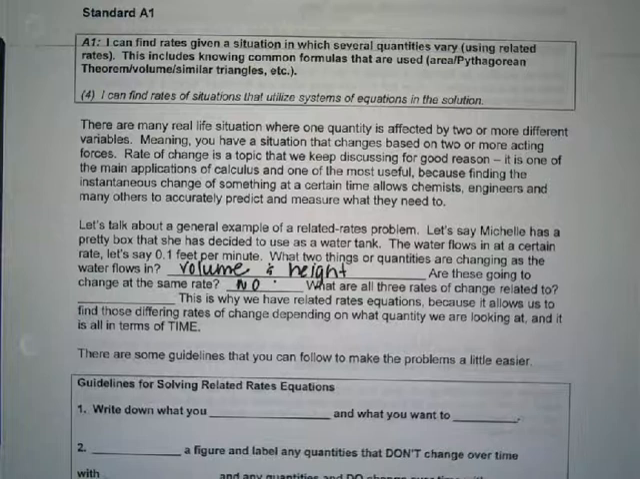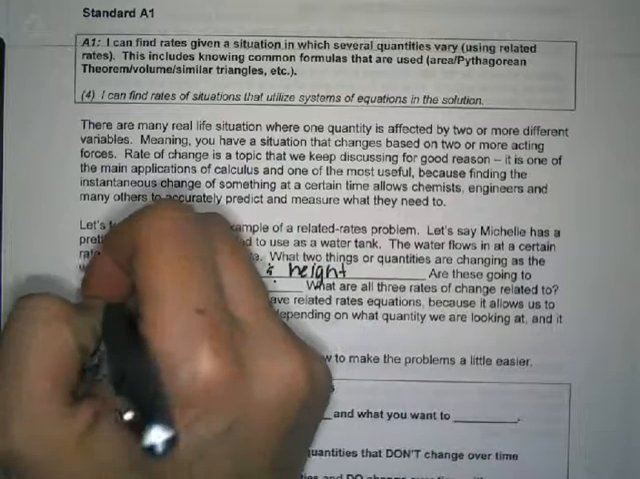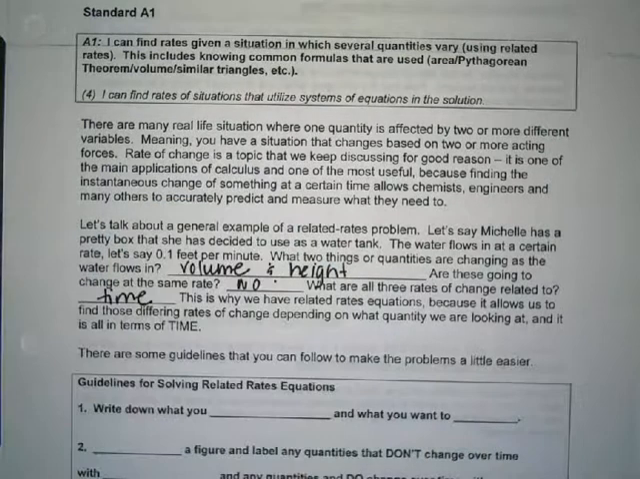So all three rates of change are related to one thing. A variable. An independent variable that nothing has control over. Time. Time is something that all three are related to. Volume can't change unless time is ticking. Water can't flow unless time is ticking. And height can't change unless time is ticking.